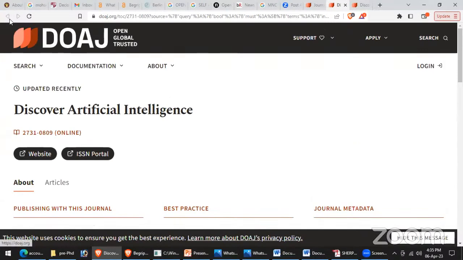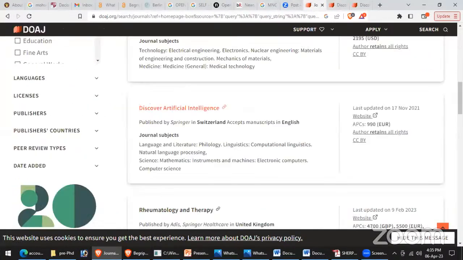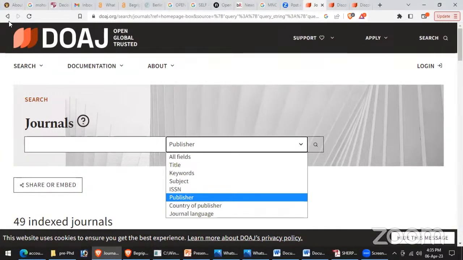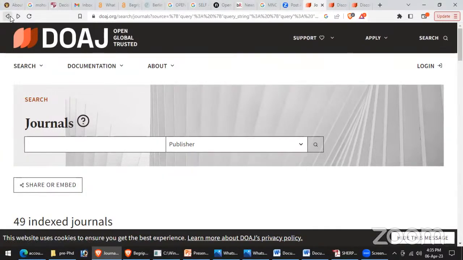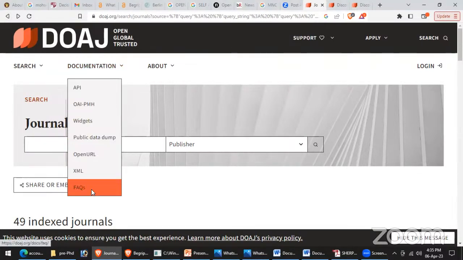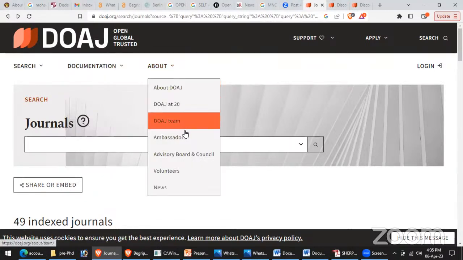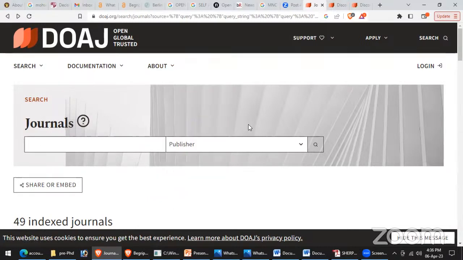Another one is another way of accessing. If you want to see any repositories, you can check it out. And if you want to know about the organization DOAJ, how it works, how the team is working, you can go and check.